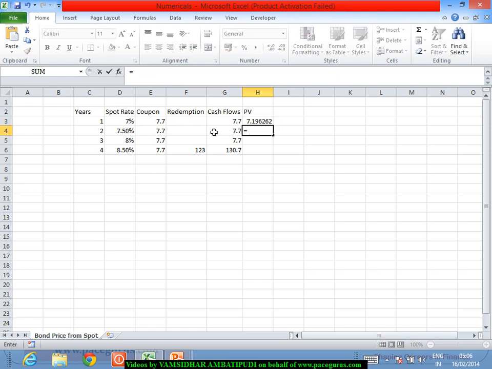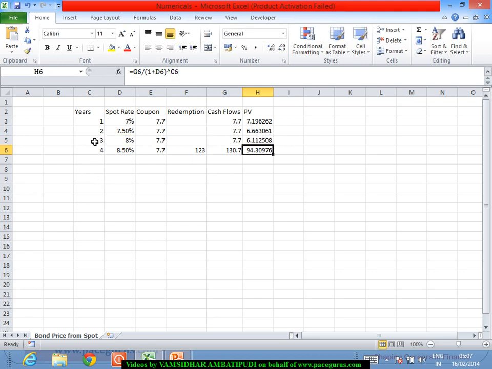Then this cash flow, I will discount with this spot rate to the power 2, because this is a 2-year spot rate. Similarly, this cash flow, I will divide by 1 plus the 3-year spot rate to the power 3. And similarly, the last one also, this cash flow, I will divide by 1 plus this particular spot rate to the power 4.